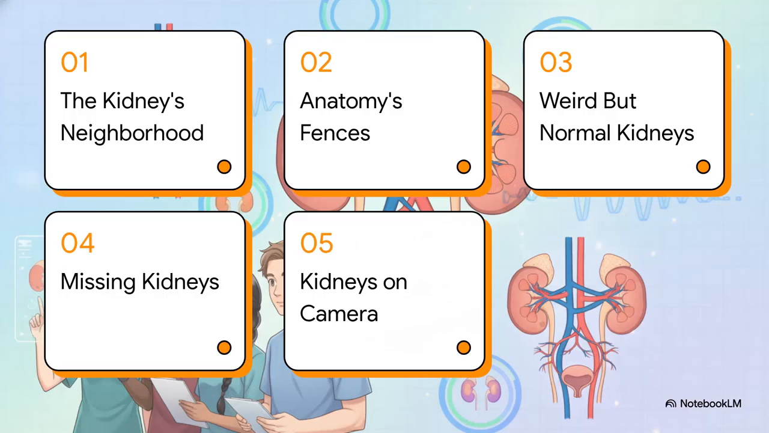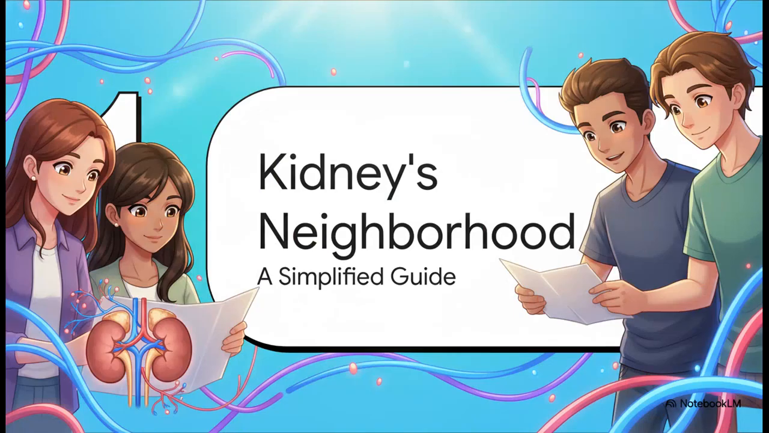So, here's the game plan. First, we'll get the lay of the land, the kidney's neighborhood. Then we'll look at the fences and borders that separate everything. After that, we'll dive into some kidneys that look kind of weird but are actually totally normal. We'll even tackle the strange case of missing kidneys, and finally, we'll see how all this stuff actually looks on a CT scan.